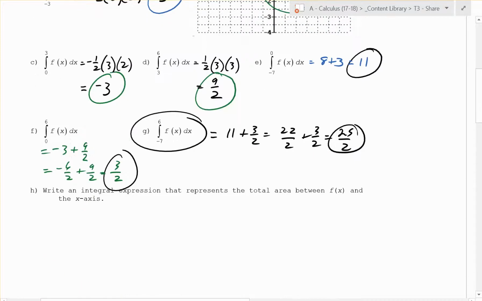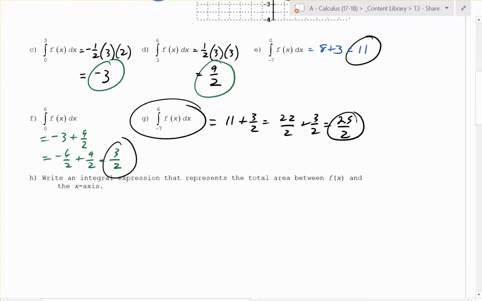So in part H here it says, write an integral expression that represents the total area between f of x and the x-axis. Well, that's just going to be the integral from a to b, whatever the starting value is and the end value. And it's going to be the upper function, which is f of x, minus the lower function, which is the x-axis, which is just 0, dx.